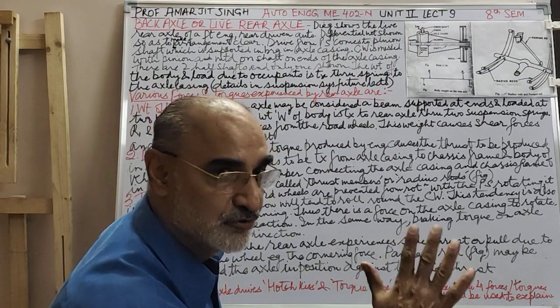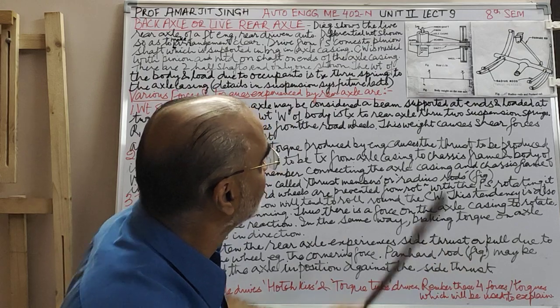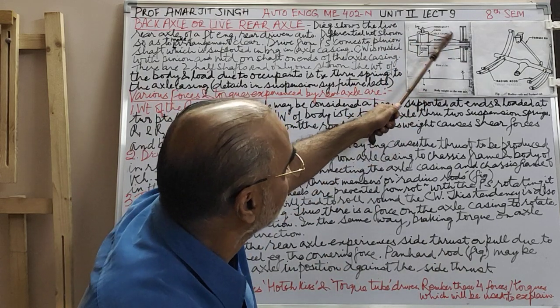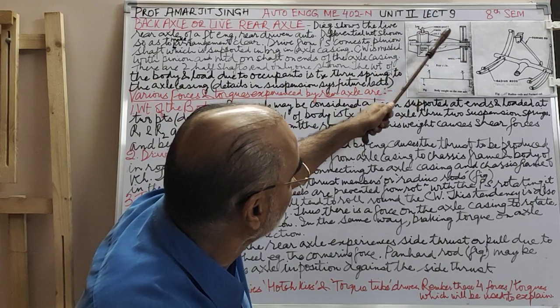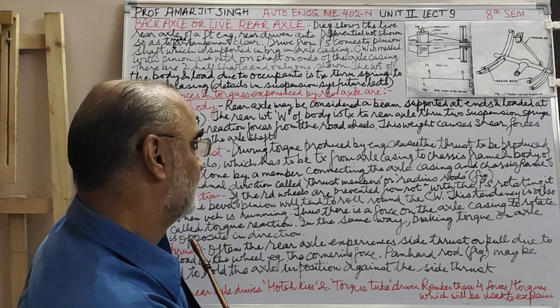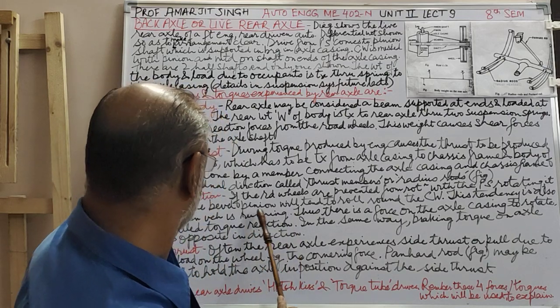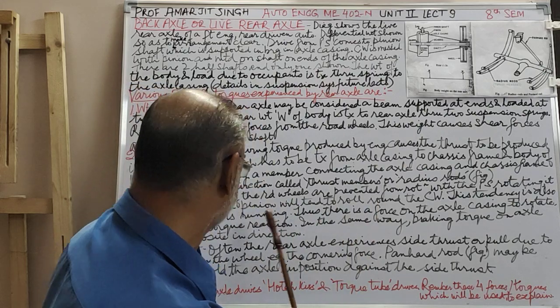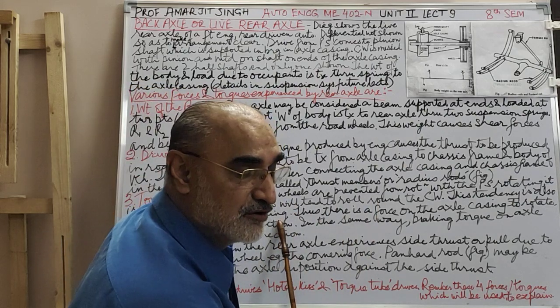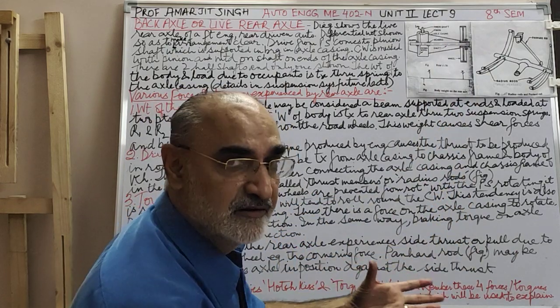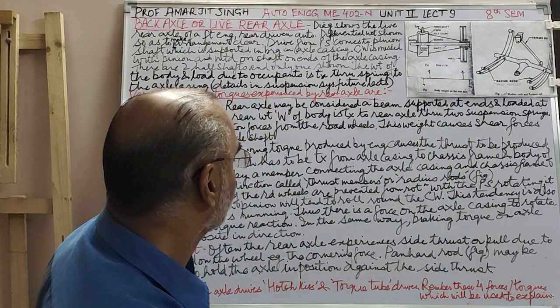Try to understand, you have to visualize. Drive is coming. This is just to understand. If this is not allowed to move, this tendency is there even when the vehicle is running, when the wheels are moving.